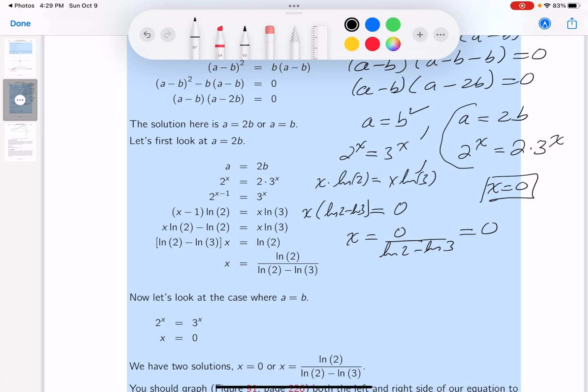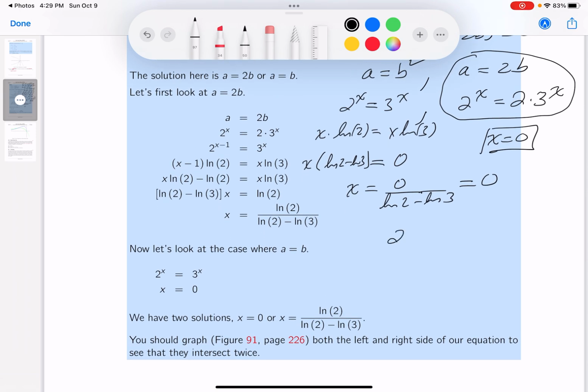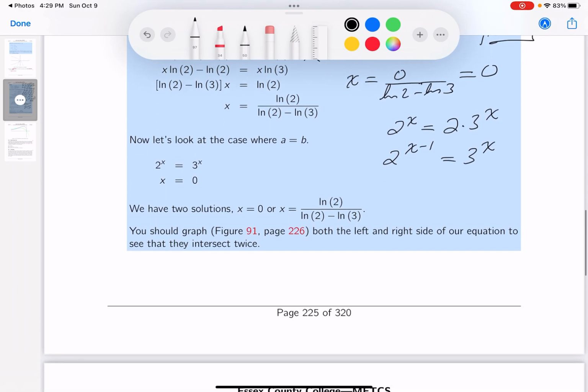I want to do this one over here, though. A little more complicated. Let's go through that now. So 2 to the x is equal to 2 times 3 to the x. I'm going to divide both sides by 2. So you get 2 to the x minus 1 equals 3 to the x. I would take logs of both sides. What do you get? x minus 1 times the natural log of 2 equals x times the natural log of 3. I'm going to simplify this: x ln 2 minus ln 2 equals x ln 3.